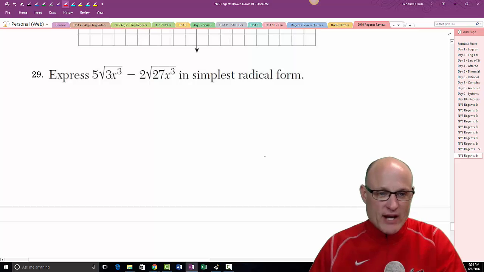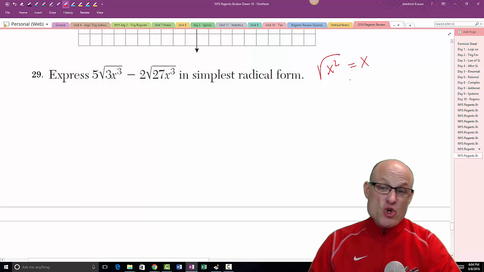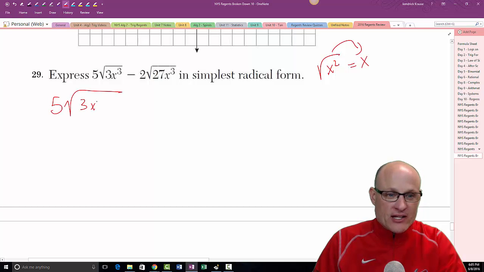Express in simplest radical form. Remember, if we have a square root, it takes an x squared to give me 1x. So for every 2 x's, I can take 1 out. So I'm going to rewrite this as 5 square roots of 3x squared x minus 2.